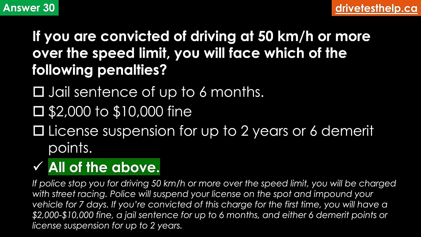If police stop you for driving at 50 kilometers an hour or more over the speed limit, you will be charged with street racing. Police will suspend your license on the spot and impound your vehicle for 7 days. If you are convicted of this charge for the first time, you will face a $2,000 to $10,000 fine, a jail sentence of up to 6 months, and either 6 demerit points or license suspension for up to 2 years.